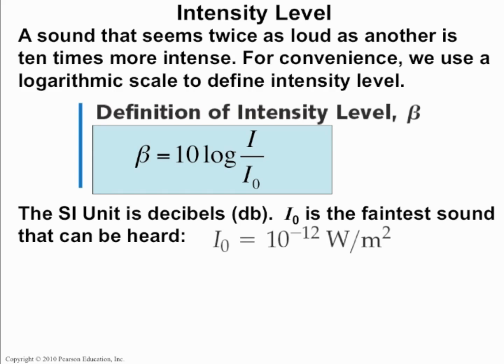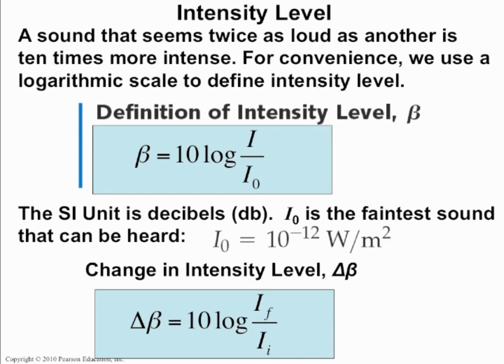I0, or I sub 0, is the faintest sound that can be heard, so it's sometimes called the threshold of hearing, and that's tiny, 10 to the negative 12th watts per square meter. And so this is the definition of intensity level.